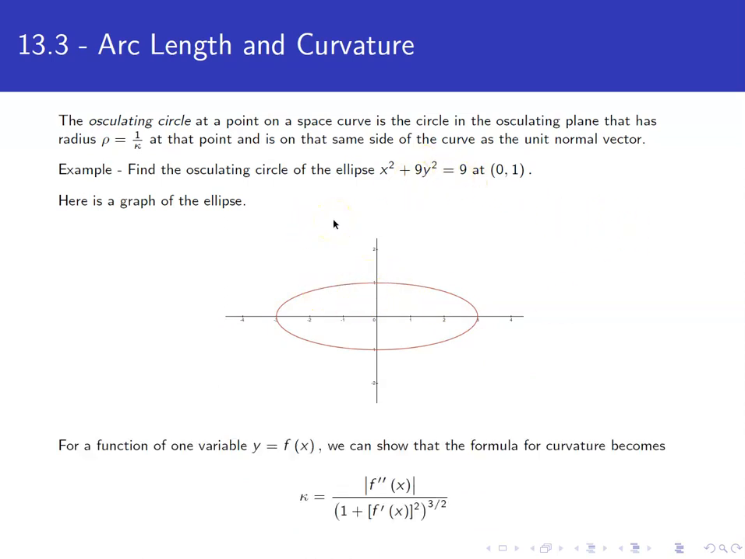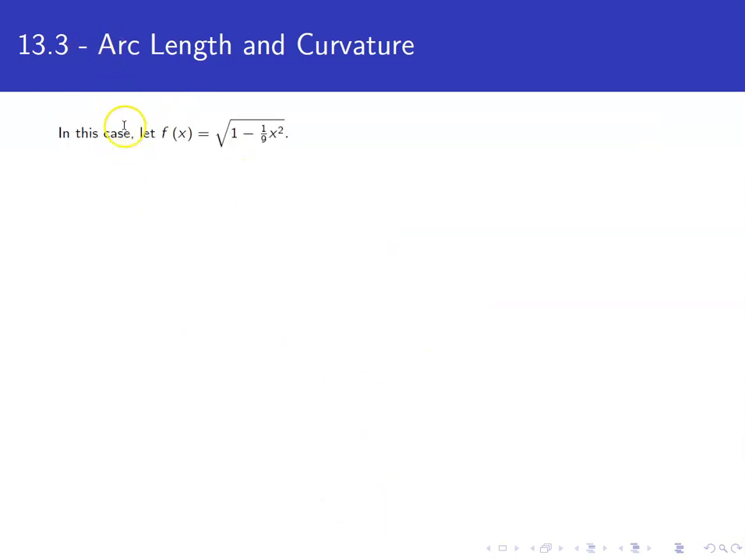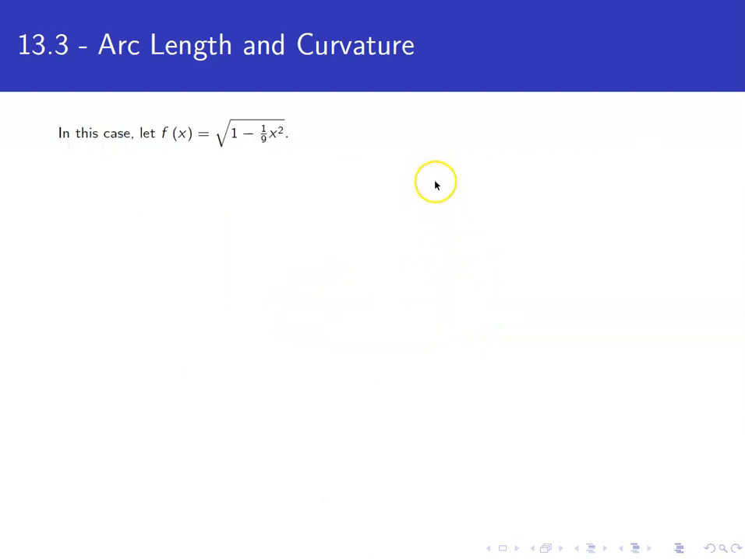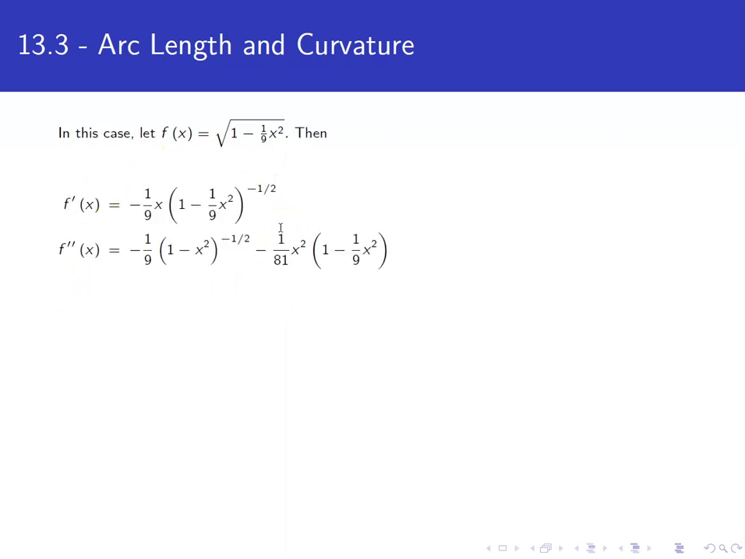So the first thing we want to do is notice that we can actually get our curvature formula, if we have a function of x, to be boiled down to this formula: the absolute value of the second derivative over (1 plus the first derivative squared) raised to the 3/2 power. So in this case, if we solve for the top half of the ellipse for y, you can get your f of x, or y, is equal to the square root of 1 minus 1/9 x squared. We take the derivative, take the second derivative. We want the curvature at the point x equal to 0.